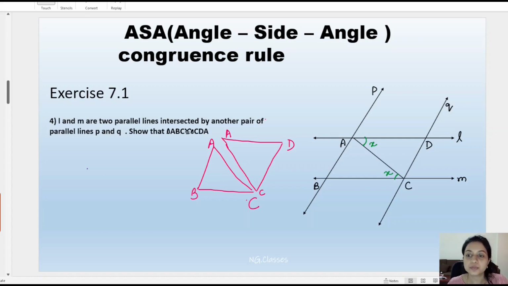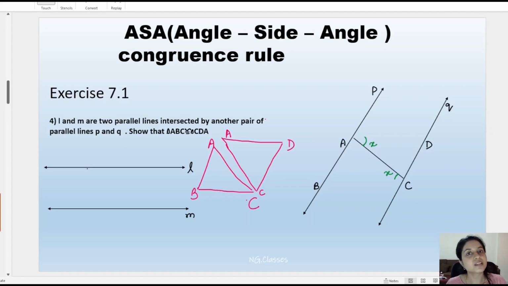Now since P is parallel to Q, for a while let's remove L and M and focus on the parallel lines P and Q. Can you see P and Q as parallel lines? And here also AC works as a transversal line. So can we say this angle will be equal to this angle? Again, alternate interior angles. So if this angle is angle Y, here also we will have angle Y only.